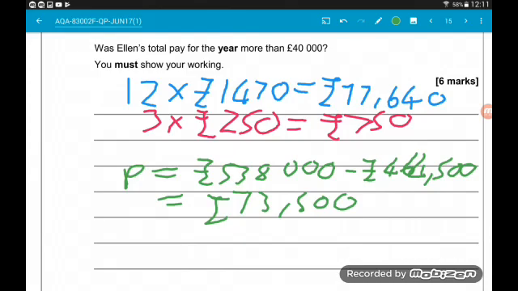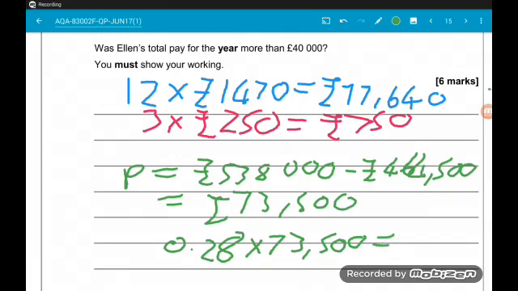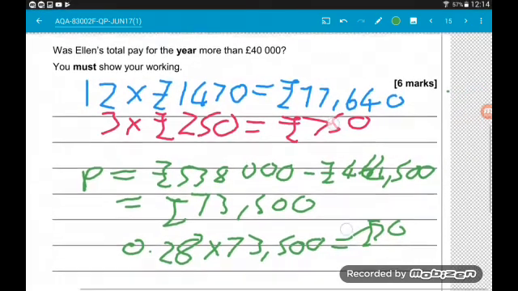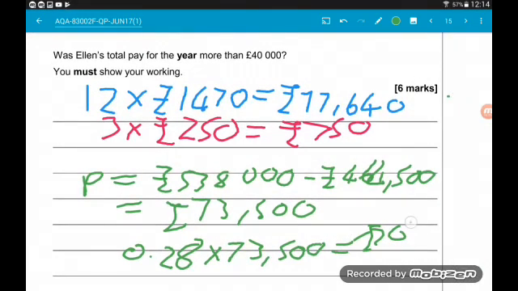So, she's also going to get paid 28% of that. So, to find 28% of that, I would do 0.28 times 73,500, which is 20,580.